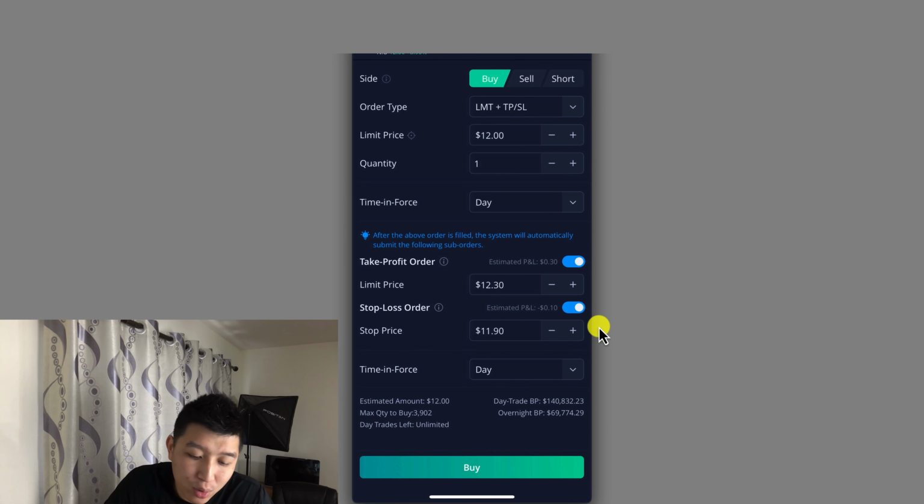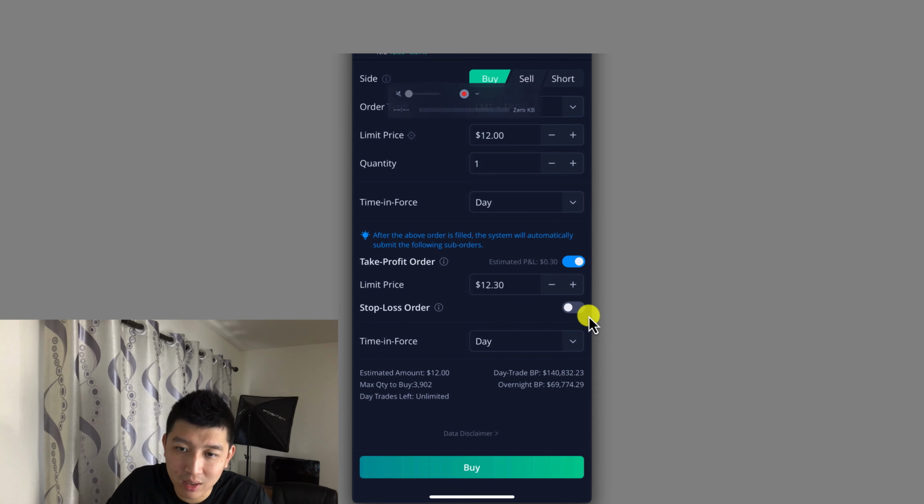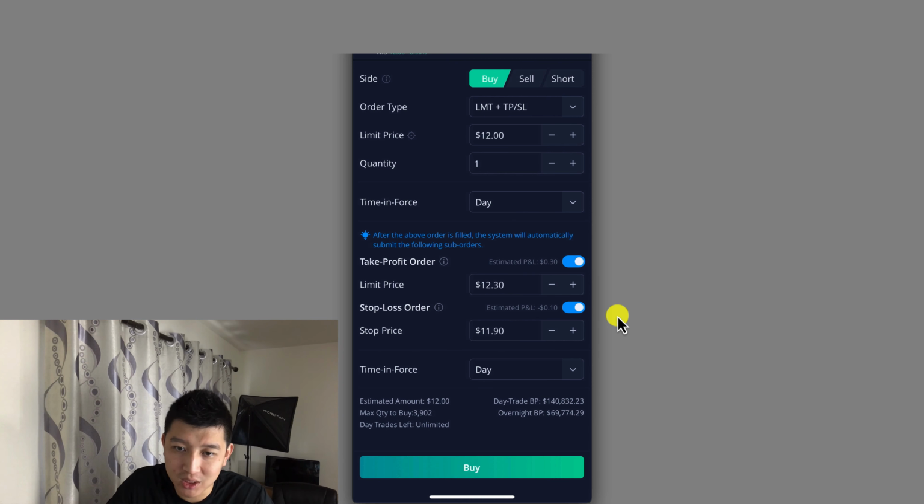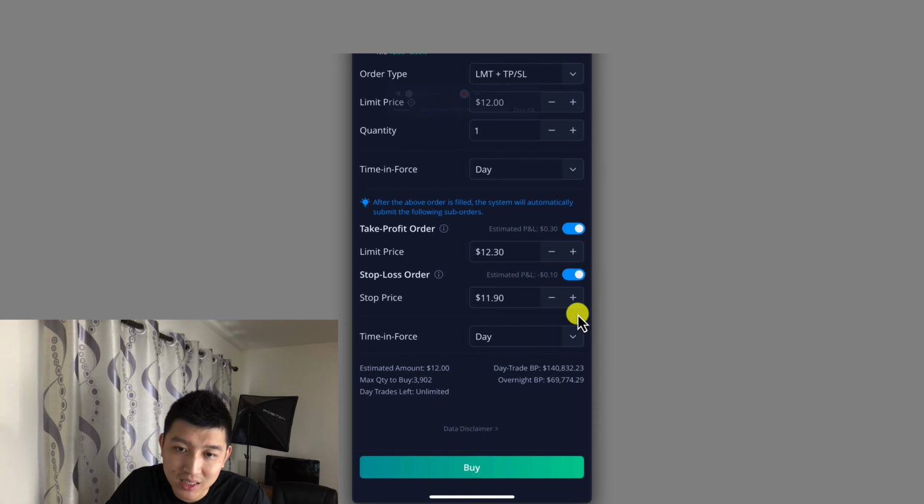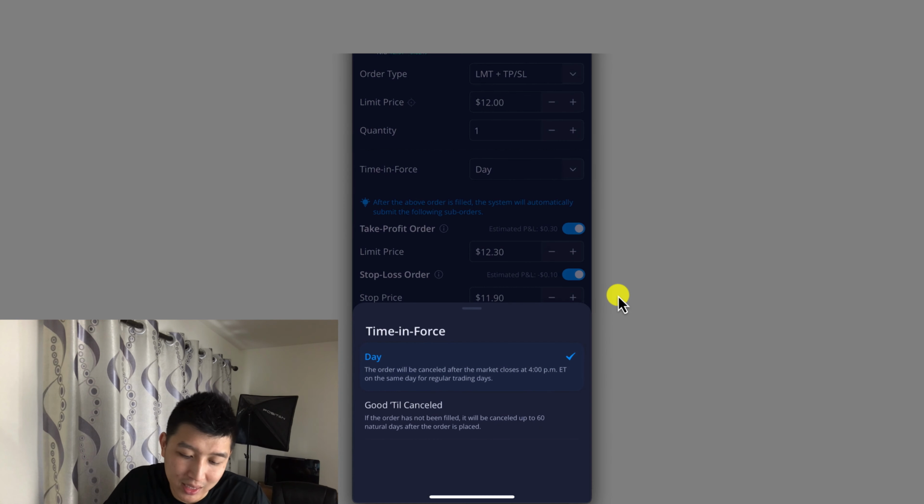And by the way, if you don't want a stop loss order, you can always cancel it. Toggle this little icon right over here, and you'll cancel the stop loss order. For this example, I'm just going to turn it on. Time in force, it's going to be day. And by the way, this only works during trading hours. So if you're in extended hours, it's not going to execute some of the stuff.